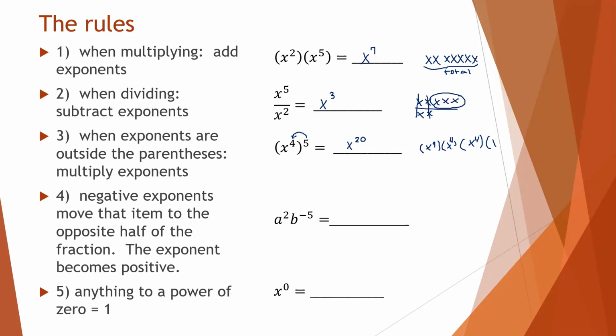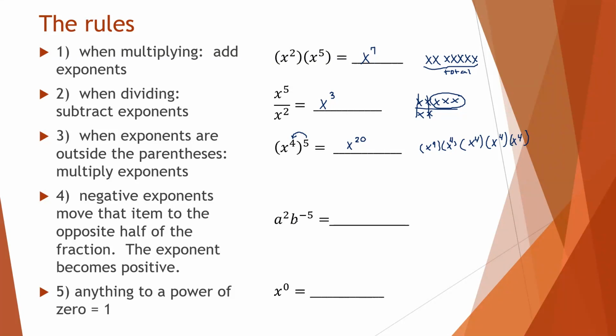So once I write out those, I can then see that I could add these up using the first rule. So 4 plus 4 is 8, plus 4 is 12, plus 4 is 16, plus 4 is 20. Or my shortcut is to multiply.